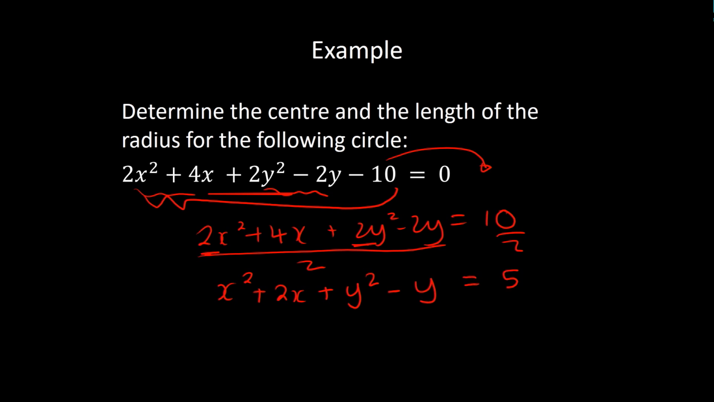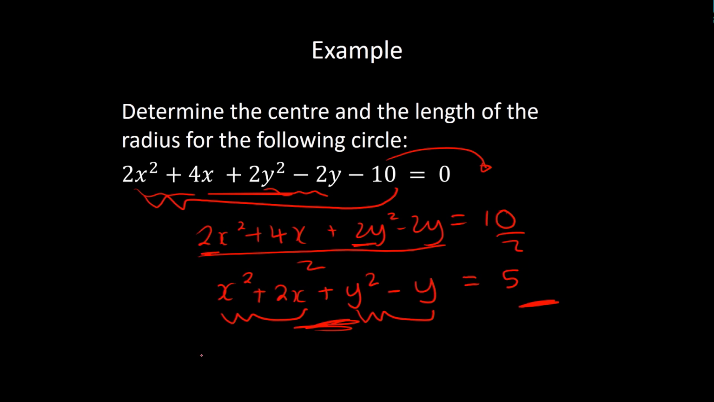Now that the equation is in this form, we can complete the square with the x squared plus 2x and complete the square with y squared minus y in order to find the center of the circle. Now remember, when you complete the square, you're going to add values into this equation that were not there before. So whatever you do to the left-hand side of the equation, you've got to do to the right-hand side of the equation.